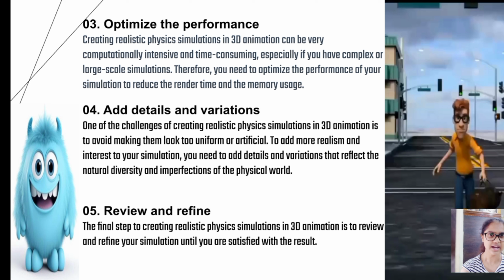Step 4. Add details and variations. One of the challenges of creating realistic physics simulations in 3D animation is to avoid making them look too uniform or artificial. To add more realism and interest to your simulation, you need to add details and variations that reflect the natural diversity and imperfections of the physical world.